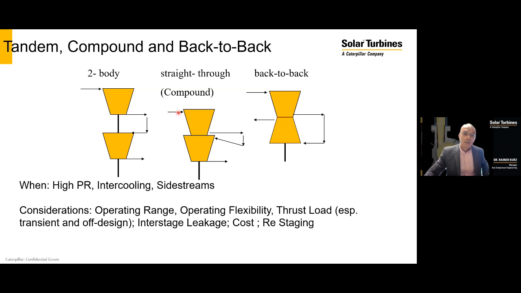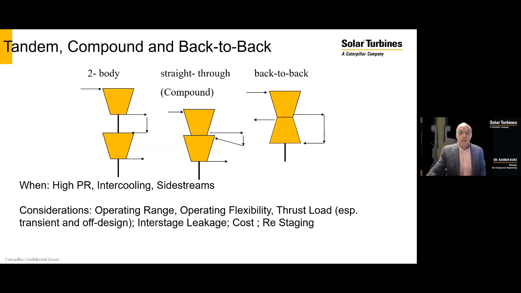type machine where you essentially come in with the gas, you do some compression, you bring the gas out, cool it, bring it back in, and then do the rest of the compression. Or you can do a back-to-back compressor where you bring the gas in here, bring it out here, you cool it, you bring it in for the other end and bring it out here. And the choice of these different configurations is often driven by the operating range, by the operating flexibility, in particular also thrust load concerns, the leakage between the stages, and things like that.